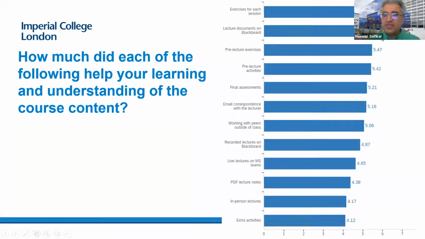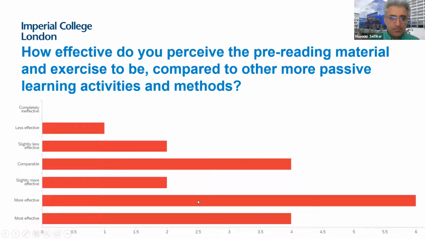The first one we see here was for the exercises of each session. The numbers should be between 1 and 7, and for this one it was 6.6 out of 7. That was fantastic. The lecture document, pre-lecture exercises, and pre-lecture activities were all very useful, it seems, to students. But the lowest one is for the extra activity that was only for interested students. It's a little bit higher than average marks.